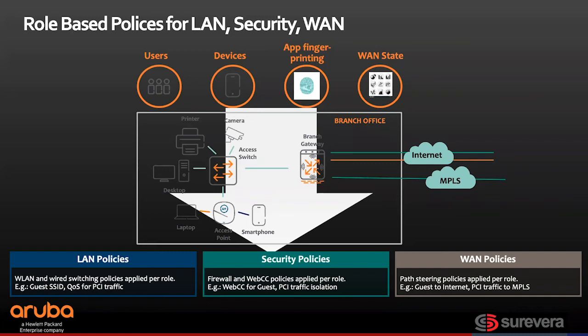And then again, we're going to talk about the WAN policies. We're going to beat it to death. We're going to talk about the path steering policies applied per role, and we can do it per type of traffic. So it doesn't just have to say all guests go to the internet via another path and all PCI traffic goes to the MPLS. We can say PCI traffic goes across this MPLS because it's talking to this box. But traffic from that same box that's not PCI related can go down a different path, to a different secure path.